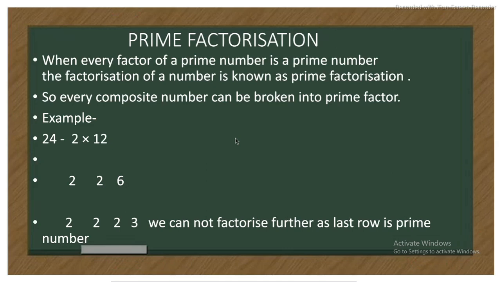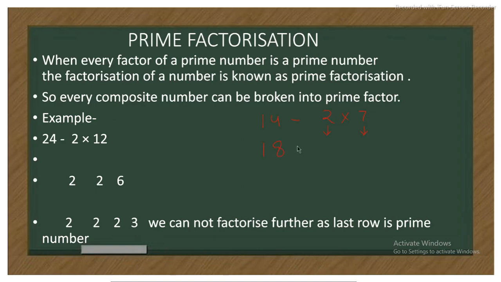Prime factorization. When every factor of a number is a prime number, the factorization of that number is known as prime factorization. We all know that all composite numbers can be broken up into prime factors. Suppose we have to break 14 into two parts, that is 2 multiplied by 7. So 2 is a prime number and 7 is a prime number. So they are the prime factors of 14.